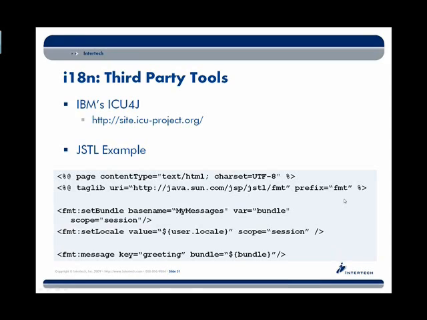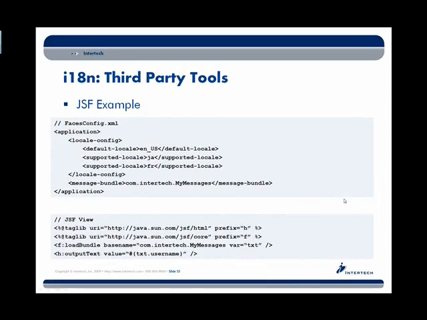So JSTL, the tag library, for example, if you're using those, you can use the format library inside of JSTL, and they have some tags like set bundle to grab your resource bundles, and setting locales, grabbing a message by passing in a key. JSF has its own version as well, their own tags inside of the core and HTML tag libraries, for example. You can use load bundle to grab a particular resource bundle name and use the output text tag using the bundle and the key name that you want to look up.